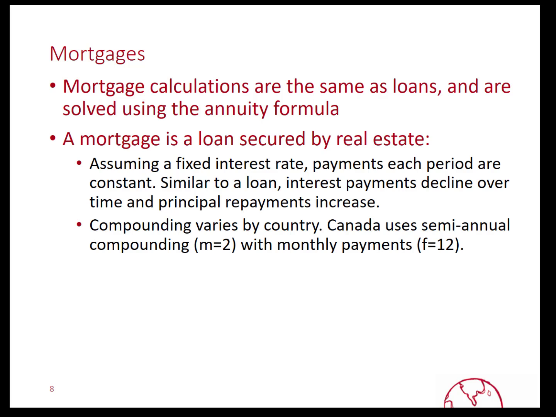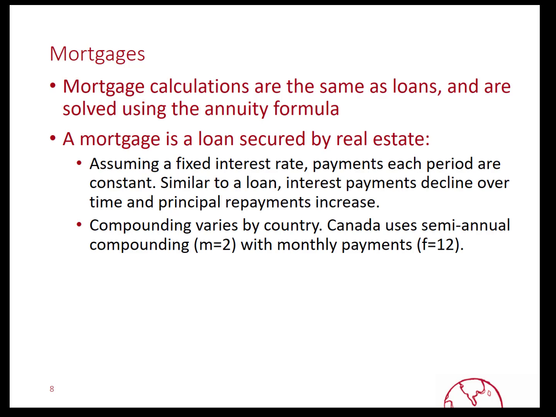So the compounding is going to vary. In Canada, we use semi-annual compounding. So remember that M in the formula for getting the effective interest rate is the number of compounding periods per year. We're going to set M equal to 2. We also have to adjust because we're making monthly payments, and so F in that effective interest rate formula is going to be equal to 12, because there's going to be 12 payments per year.